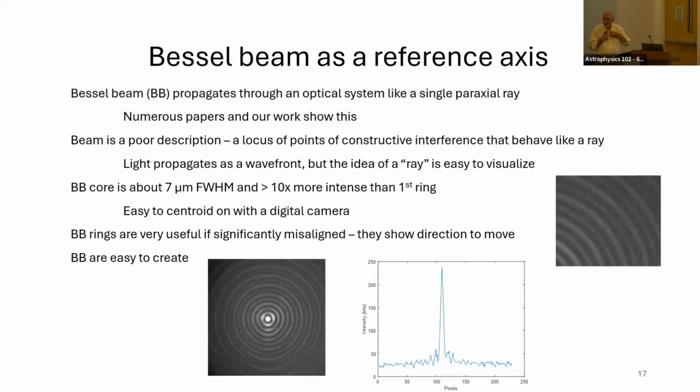I tell people it's a little bit like magic, because if you use the classical alignment, this makes things so easy relative to what you've been doing. The other beauty is, if you're way misaligned, you still have these rings to tell you which way to go.